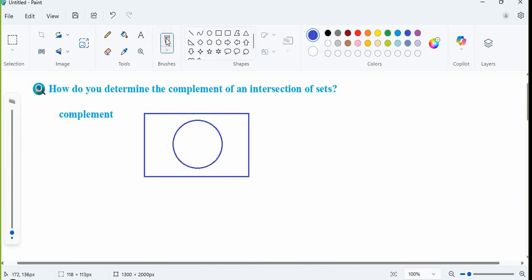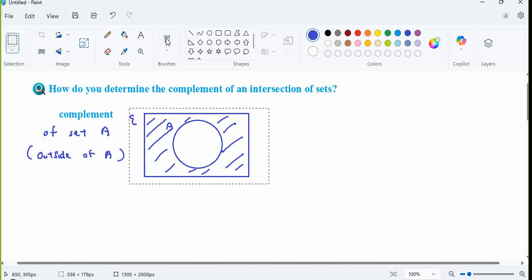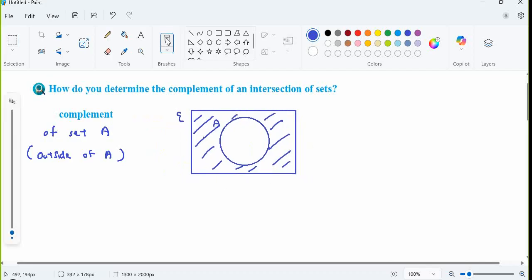If we have a complement of set A, so we have an A here, this will be the complement. To be simple, I will say that the complement of A is outside of A. So if we want to find the complement of A, then it's outside of A.